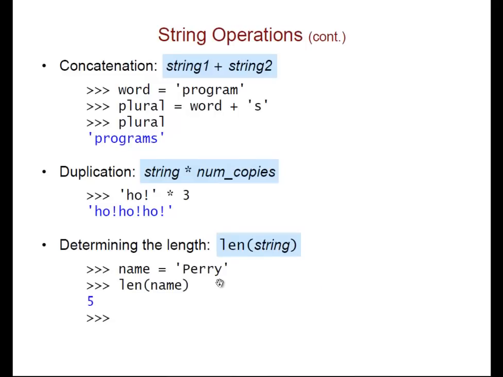I can also figure out the length of a string. So here I'm saying let Perry be assigned to the variable name, and then I'm saying what's the length of the string represented by that variable. So notice it's 5 because the value of name is the string Perry, and its length is 5. It has 5 characters. Now it's possible to have an empty string, which is a string with no characters at all. And that means there's nothing in between the quotes. So there's not even a space in there. And the length of an empty string is 0.